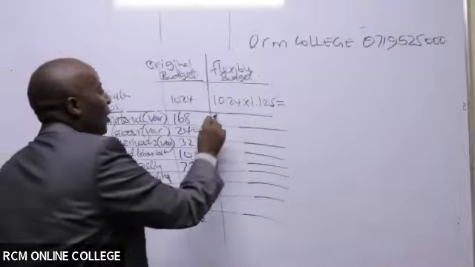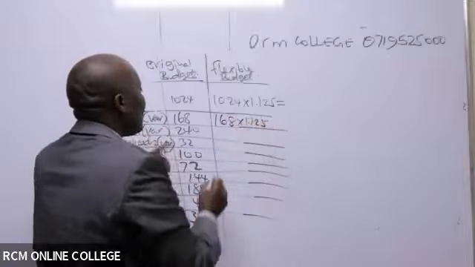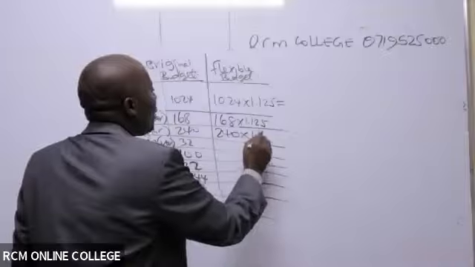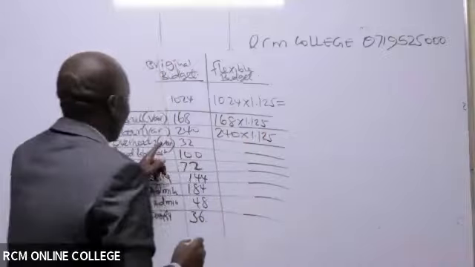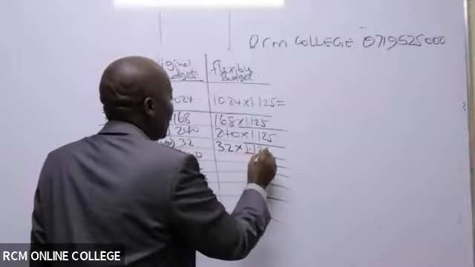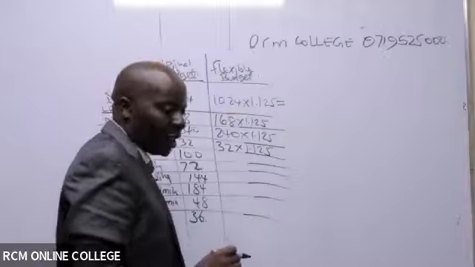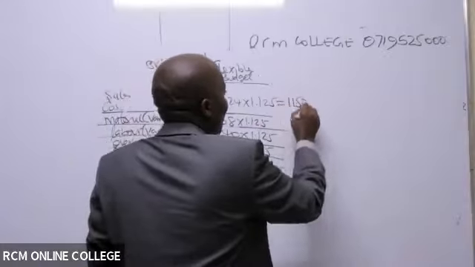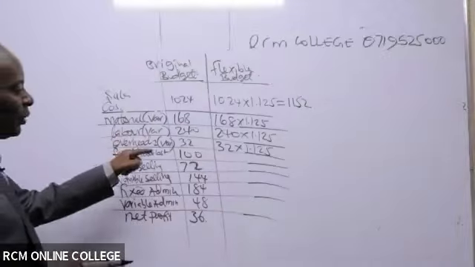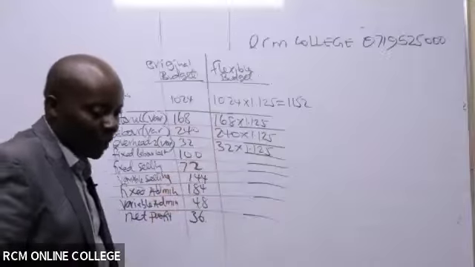So we have here 168 times 1.125. Anything that is variable will be multiplied with the flexing ratio. So please give me these answers. The first one is 1152. Remember, sales is flexible. Materials are flexible. So I'm taking the original budget figure times the flexing ratio.